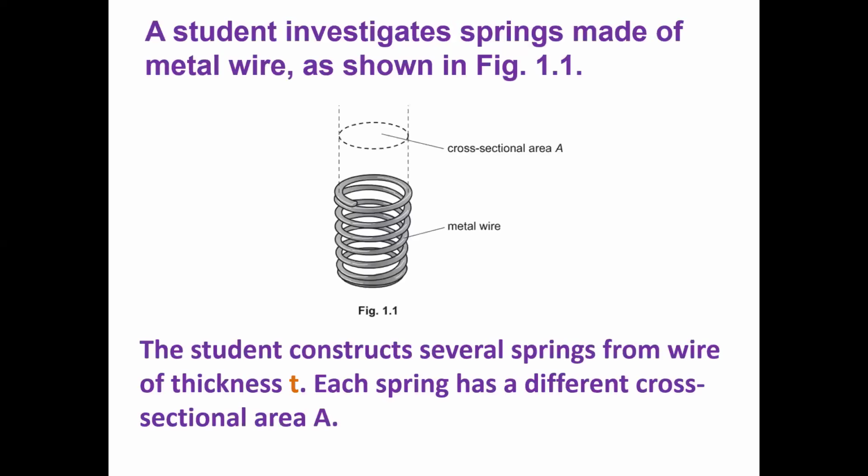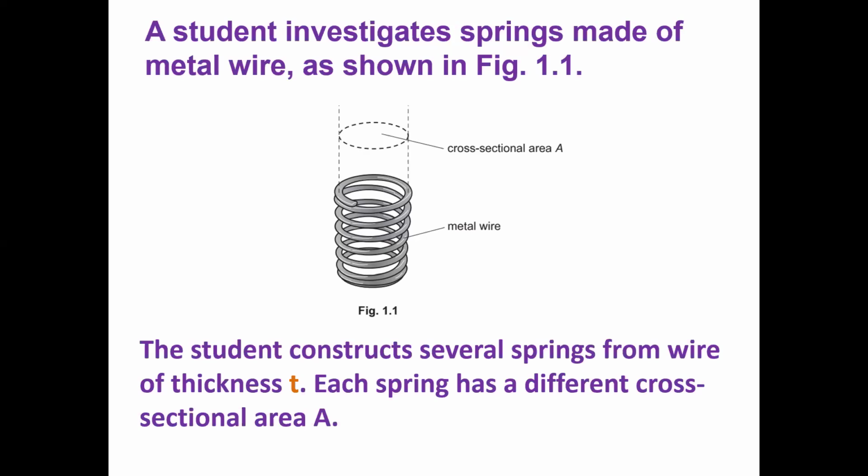Now I'm starting with June 2020, paper 51. Now this is the question. You can open in PDF also if you want. A student investigates springs made of metal wire as shown. A student constructs several springs from wire of thickness T. Each spring has a different cross-sectional area, capital A.